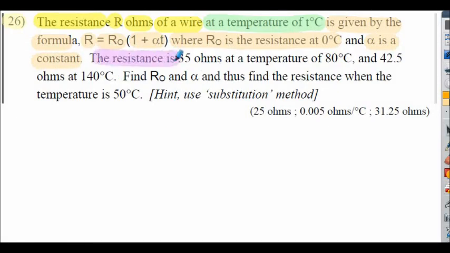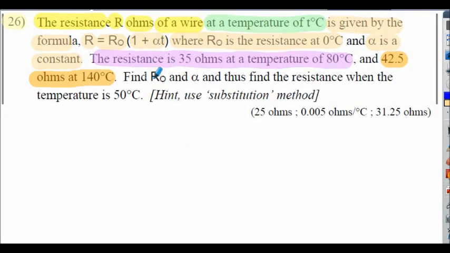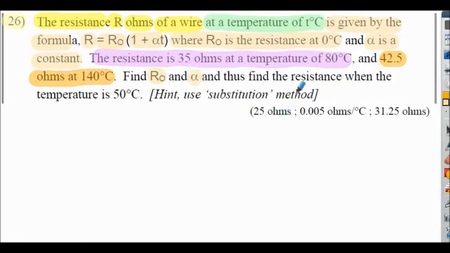We're given the resistance is 35 ohms at a temperature of 80 degrees C, and also 42.5 ohms at 140 degrees C. The question wants us to find R0 and alpha, and also find the resistance when the temperature is 50 degrees C. The hint in the question is to use the substitution method, so that's what we will use. So the answers for R0, alpha, and the resistance at 50 degrees C are shown in the bracket here. If you want to attempt this question without further assistance, I'd encourage you to stop the presentation and do so now, but the full work solution is shown on the following slides.